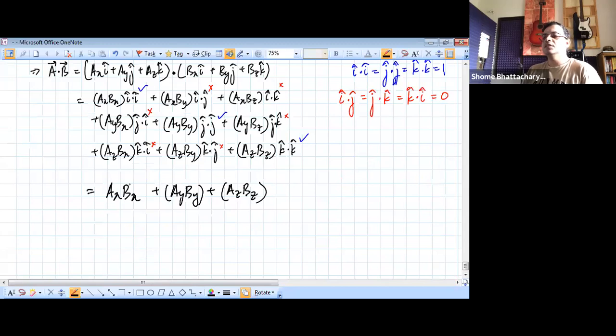Ax bx plus ay by plus az bz. That is x component of the first vector into x component of the second, plus similarly y component into y component plus z component into z.